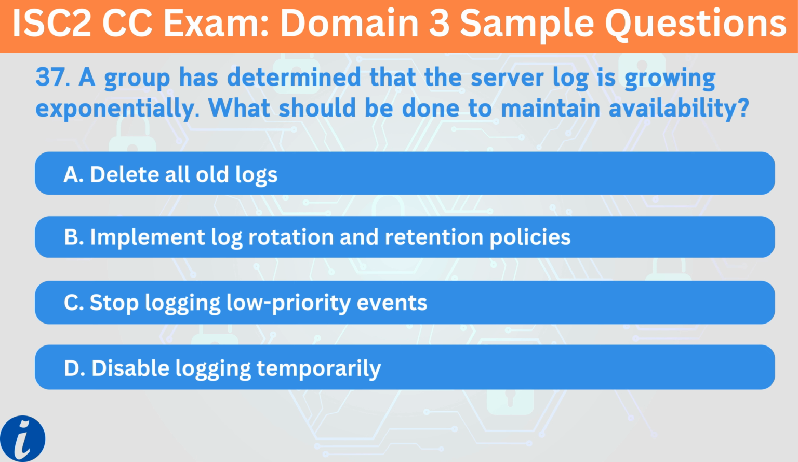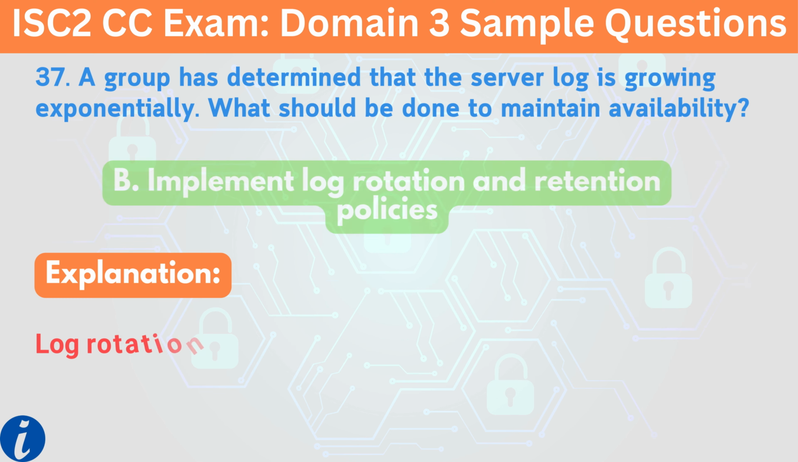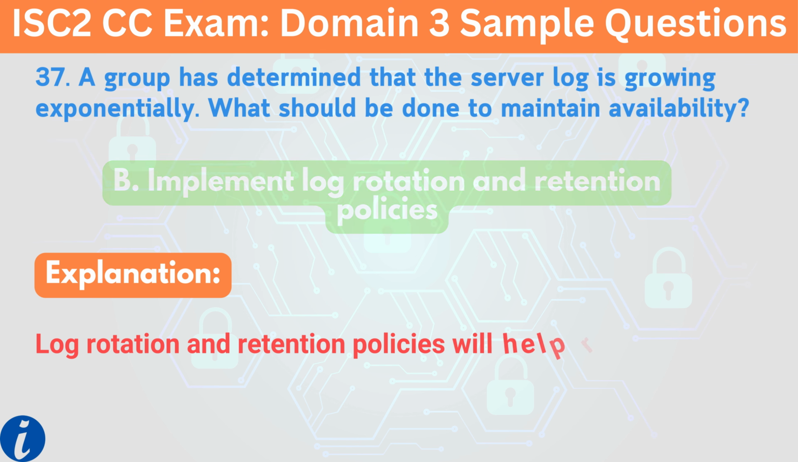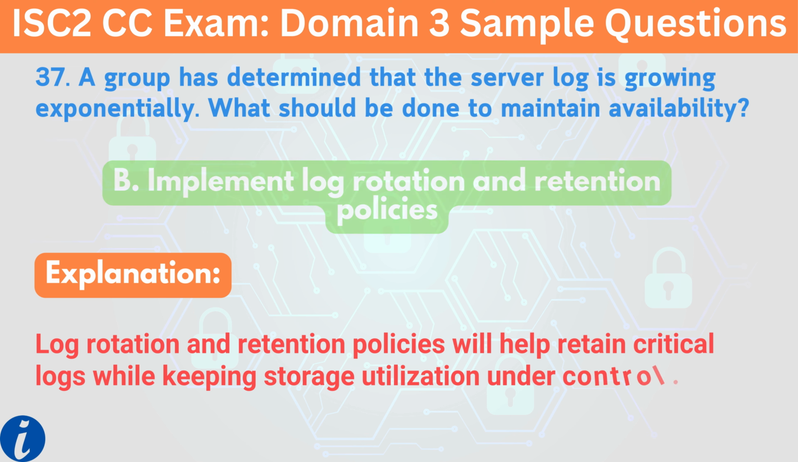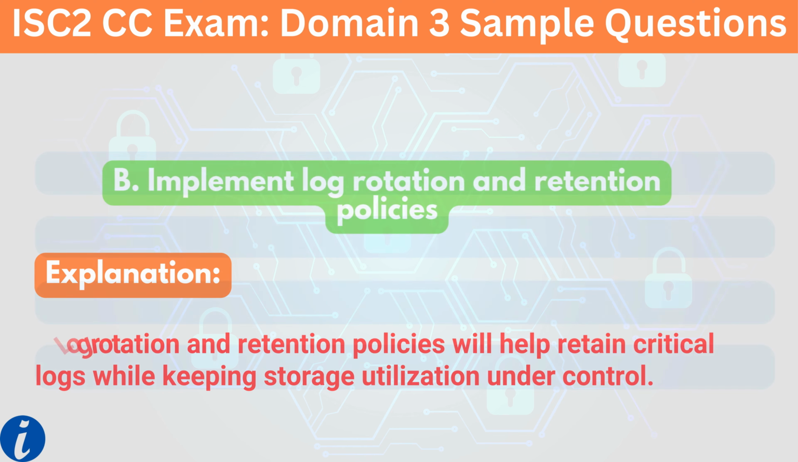A. Delete all old logs. B. Implement log rotation and retention policies. C. Stop logging low-priority events. D. Disable logging temporarily. The correct answer is B. Implement log rotation and retention policies. Explanation. Log rotation and retention policies will help retain critical logs while keeping storage utilization under control.